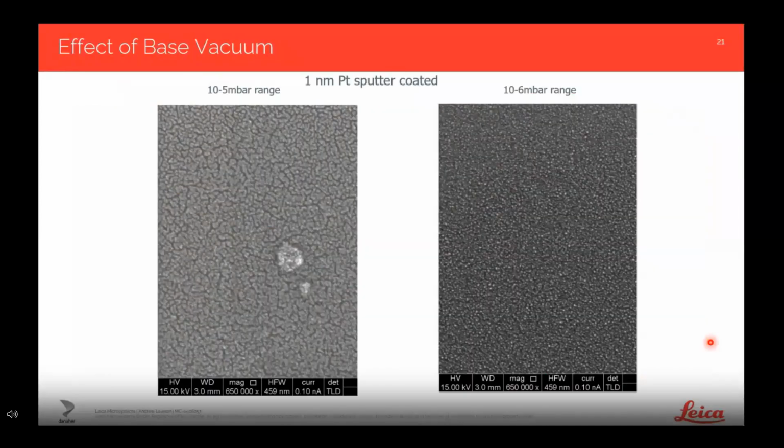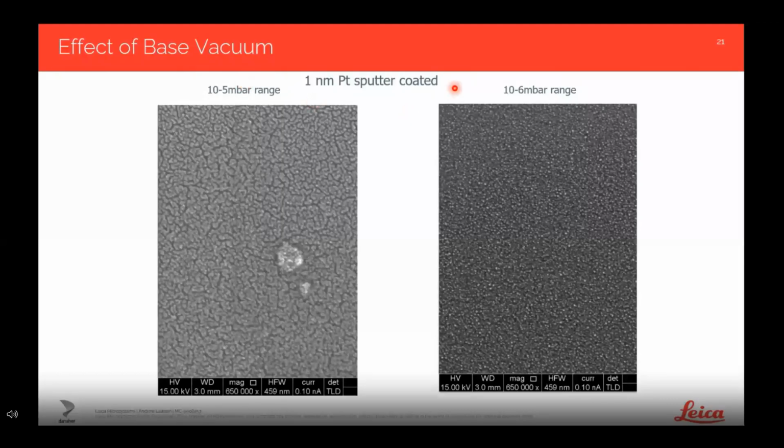Okay. Next, I have an example of the base vacuum effect here. This is 1 nanometer of platinum sputtered either in the 10 to the minus 5 millibar range or 10 to the minus 6 millibar range. Again, as I said, the better the vacuum, the better the coating will be. You can see this is a much more finely grained film than the 10 to the minus 5 example. But again, this is at 650x magnification. In my experience, it's very rare that we need to go this fine. So if we're doing lower resolution work, we might be just fine in the 10 to the minus 5 range. It just depends on the imaging that we need to do, the structures that we need to see on the sample.